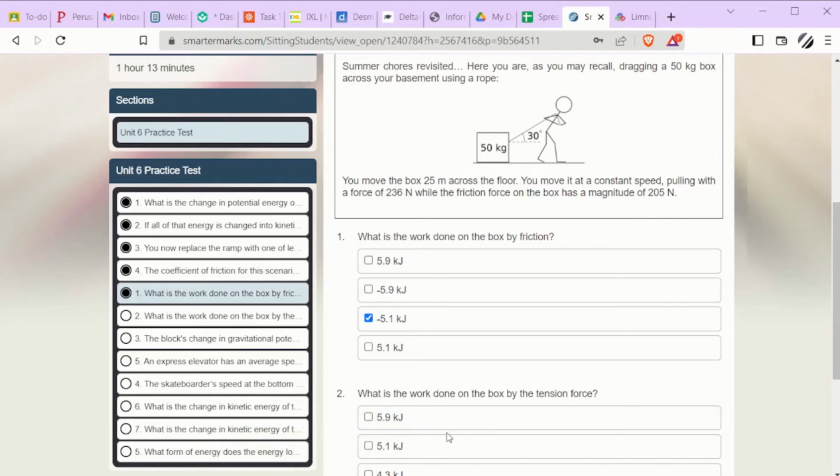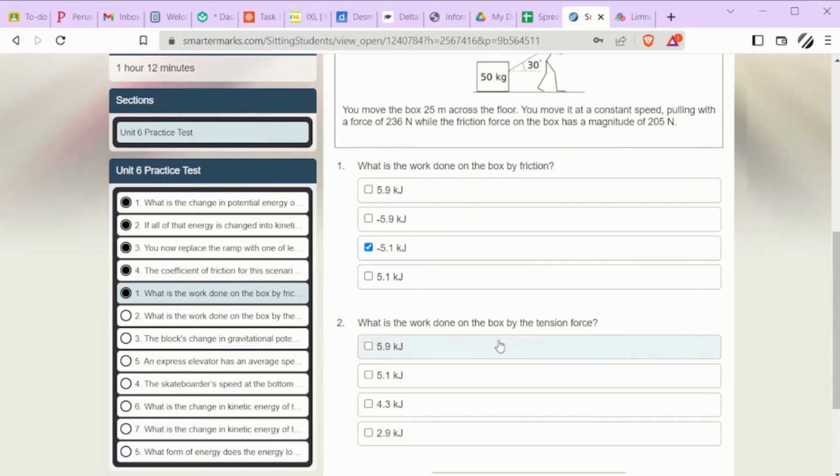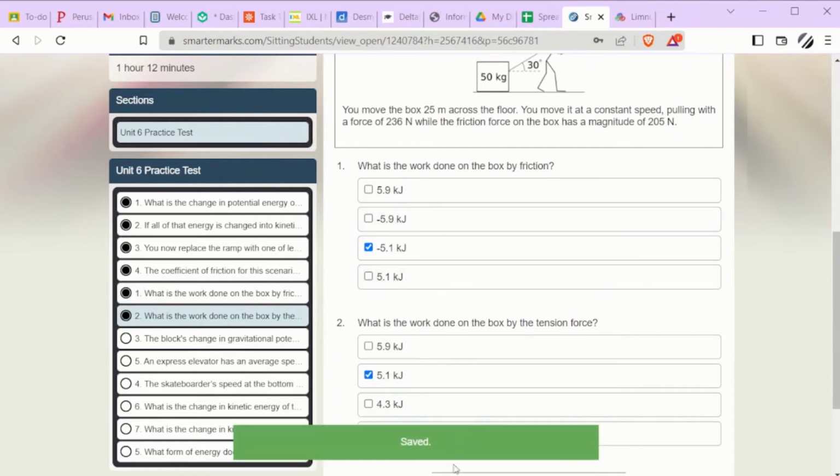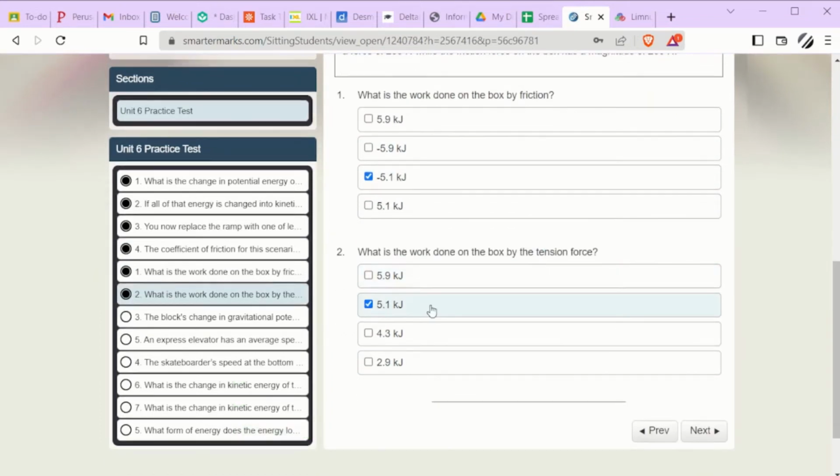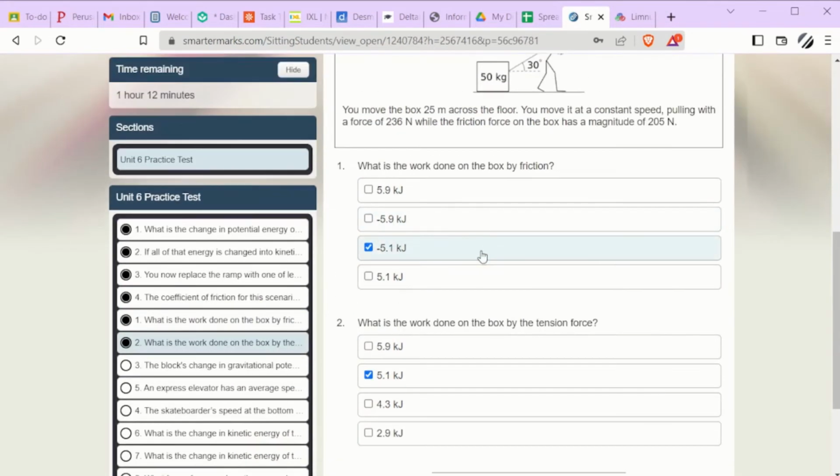The work done on the box by the tension force: it starts at rest, it ends at rest, its height hasn't changed. So conservation of energy says there is no net change in energy. They have to add up to zero. So we could have done 1 and 2 in either order and just recognize that when they add up, they have to add up to zero. And if you recognize that, well, the only negative numbers are in number 1.